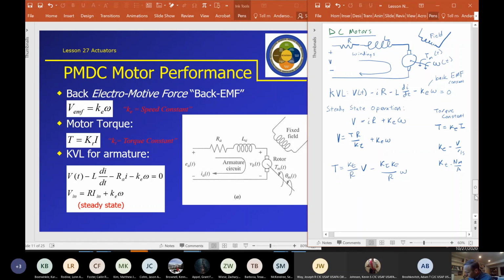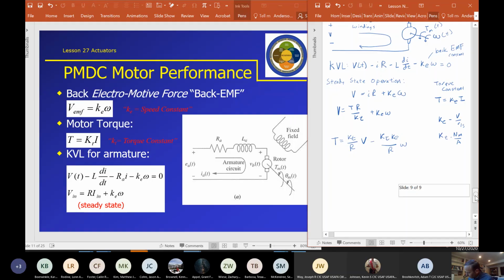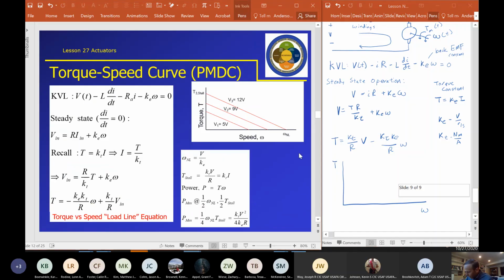Similar to how we did for transistors, we're going to create a load line plot. So torque and speed. And this is a linear equation because we're assuming steady state. So that makes it a little easier on us. So we'll have some sort of line that looks like that.